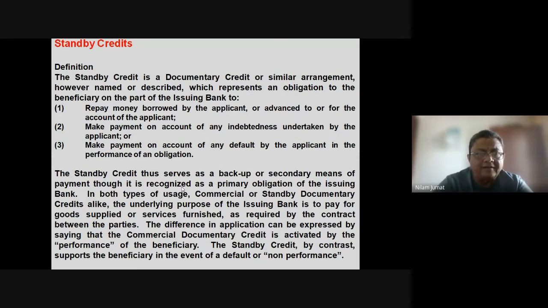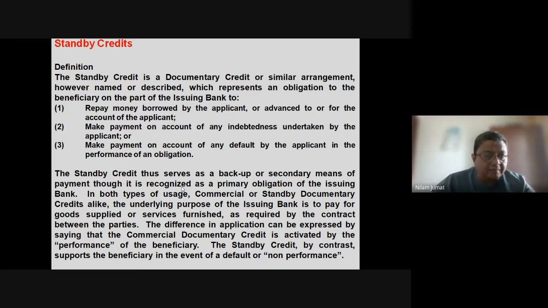Why you don't duplicate? If the exporter says the importer has performed, he doesn't get the money. But if he says the importer has not performed his duty of paying me every 2 months, then only the bank can pay the exporter.